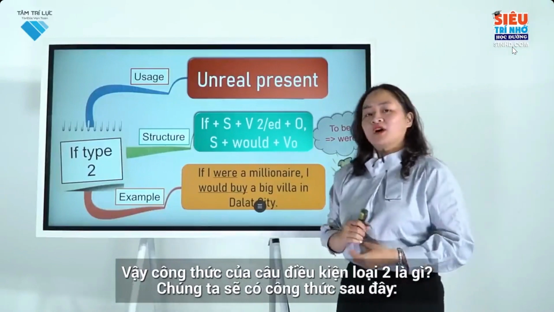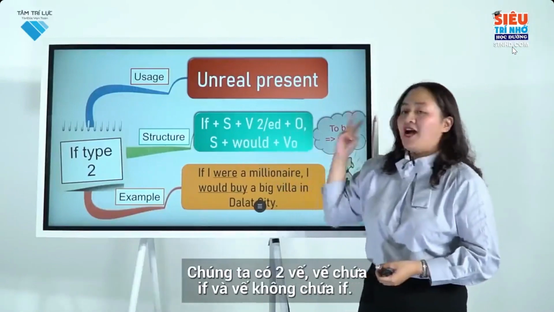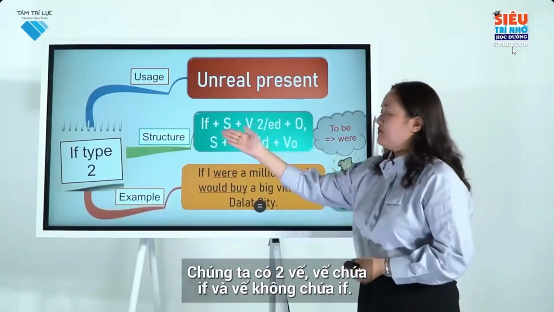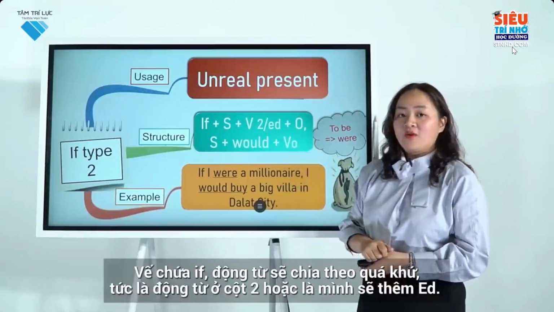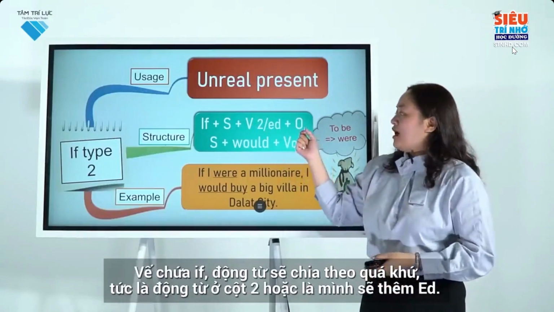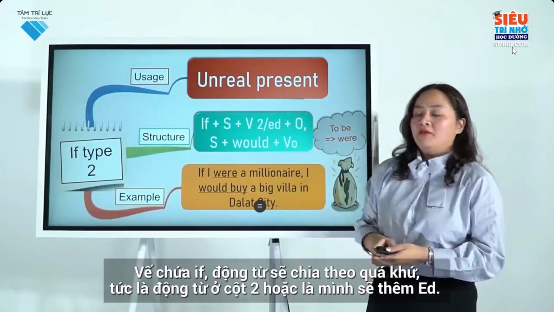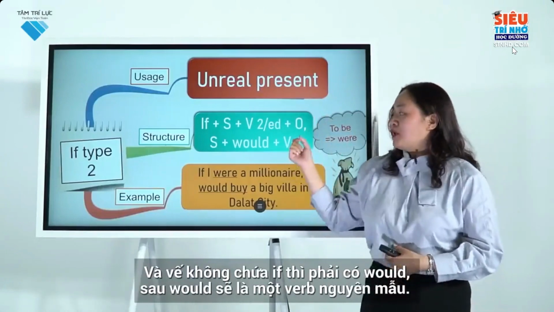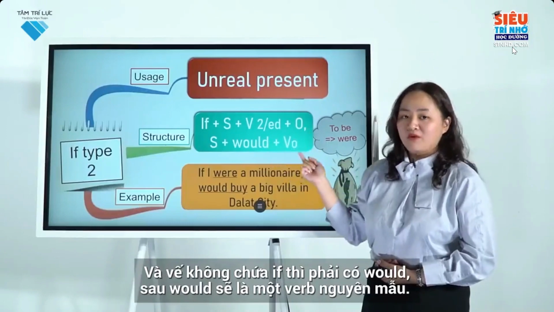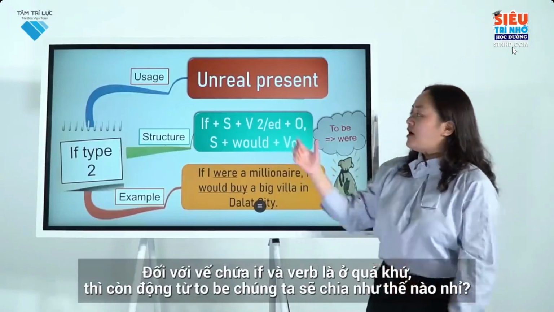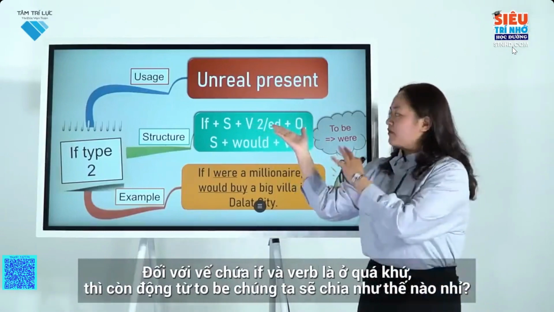So what is the structure of type 2 conditional sentences? We will have the following. We have two clauses, one contains if and one does not. In the if clause, the verb will be conjugated in the past, i.e., the verb in column 2, or we will add ed. And the clause that does not contain if must have would. After would is an infinitive. The verb in the clauses containing if is in the past. How about the verb to be?